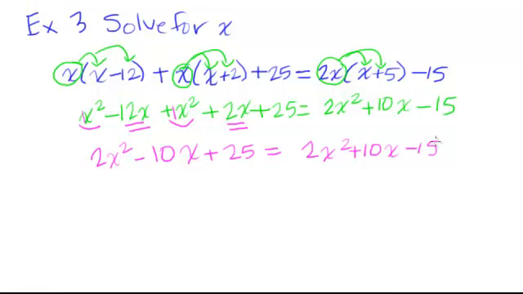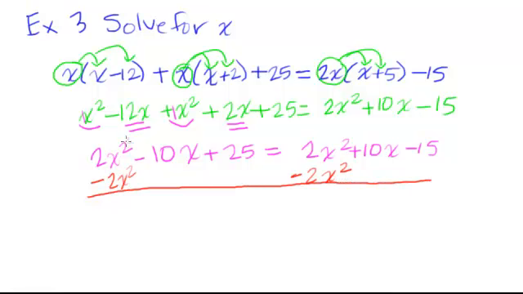I'm trying to solve for x. So the first thing I'm going to do is work with those 2x squareds. So in order to bring them all to one side, I'm going to subtract 2x squared. The reason I'm subtracting, I want to make this equal to 0. So this is a positive. The opposite of positive is a negative. So I subtract 2x squared on both sides. When I subtract them, 2x squared minus 2x squared cancels out. So I have negative 10x plus 25 is equal to 2x squared minus 2x squared cancel out again. And then I have 10x minus 15.